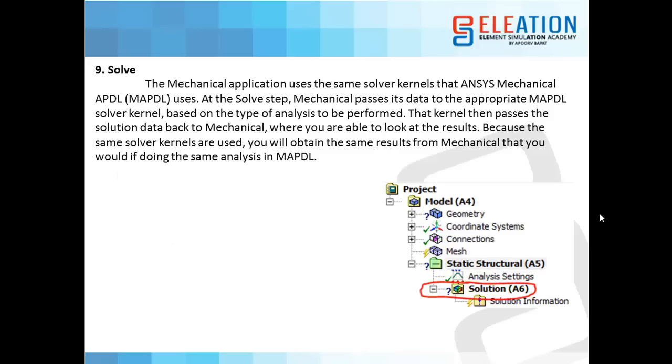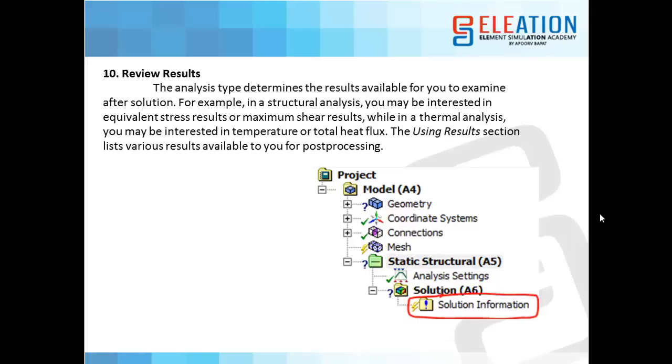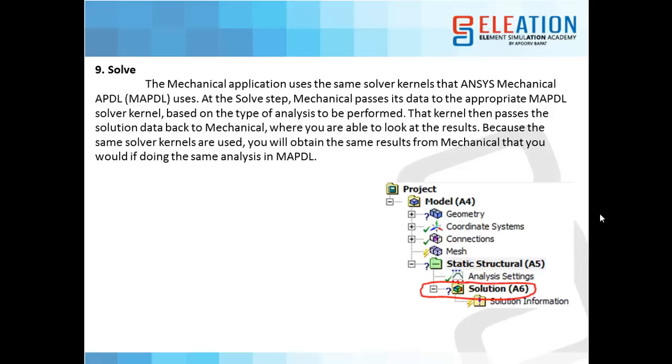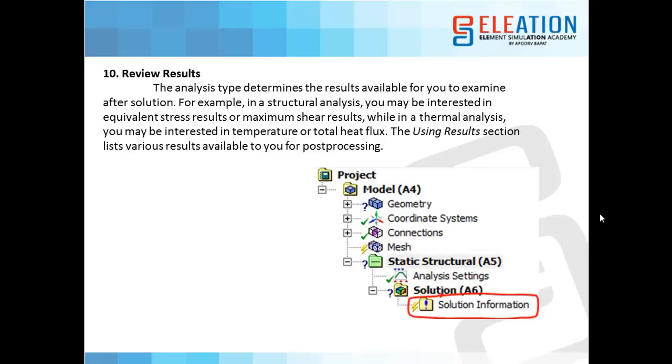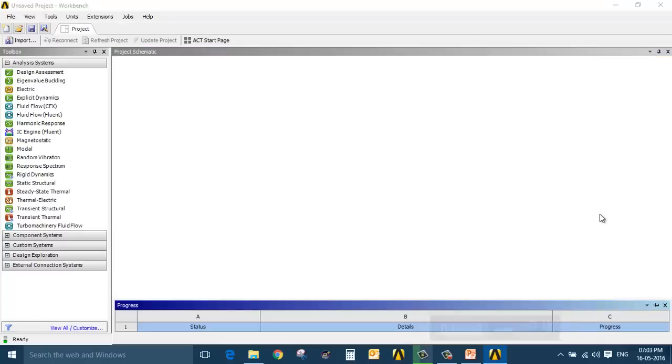We generate some output for the solver, like we define the deformations, stresses. You can also find the factor of safety using ANSYS 17.0 directly. It can calculate the factor of safety. So these are the things which we will see. Then we review the results using the solution information where we define the different solver outputs, and then we see the results of deformation, stress, factor of safety, and other parameters.